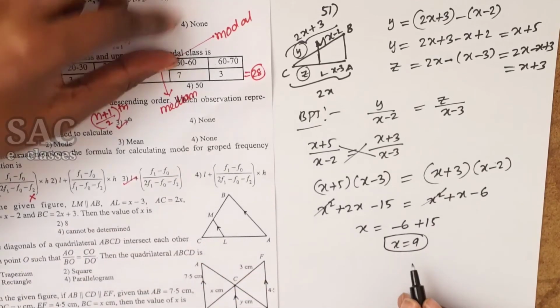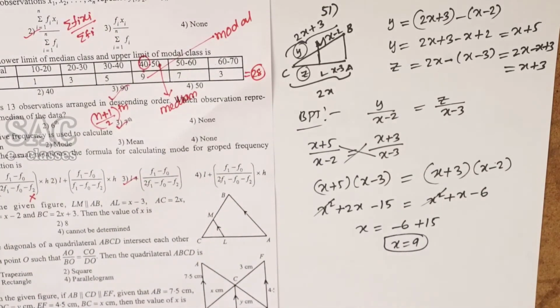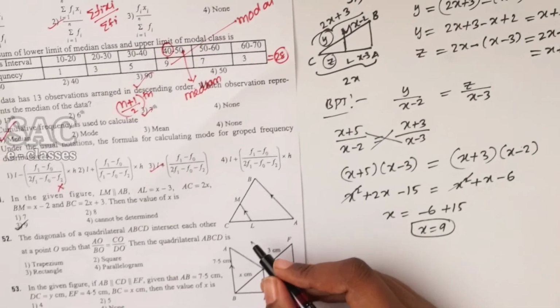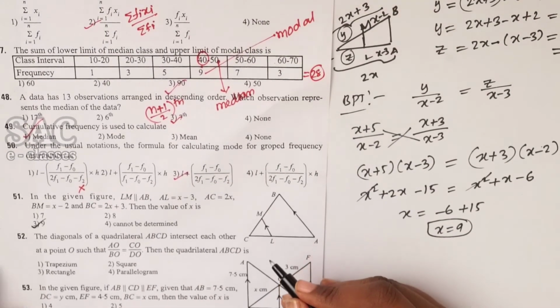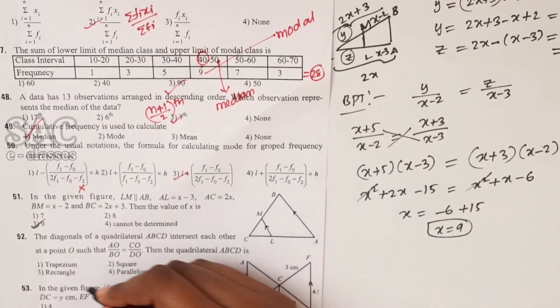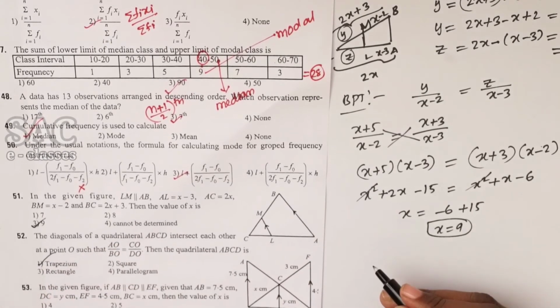Option 3 is correct. The diagonals of a quadrilateral ABCD intersect each other at a point O such that AO by BO equal to CO by DO. Then the quadrilateral ABCD is definitely a trapezium.